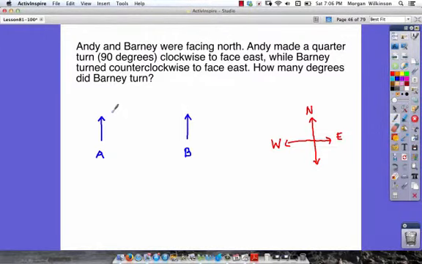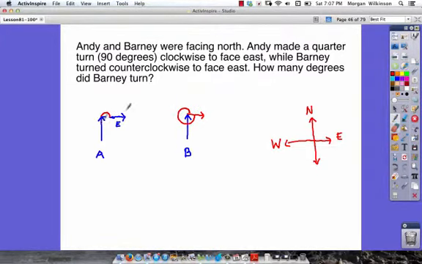Andy made a quarter turn clockwise to face east. So clockwise, a clock will run around like this. So if he makes a 90-degree turn, he's now going to be facing to the right, which is the east. While Barney turned counterclockwise to face east. Well, to turn counterclockwise, you must be moving in the opposite direction. Counterclockwise, the opposite way of an analog clock. So if Barney turned, he went all the way around to get to this point. He went all the way around this way, like that. Andy, he was a little bit more efficient. He just went like that.